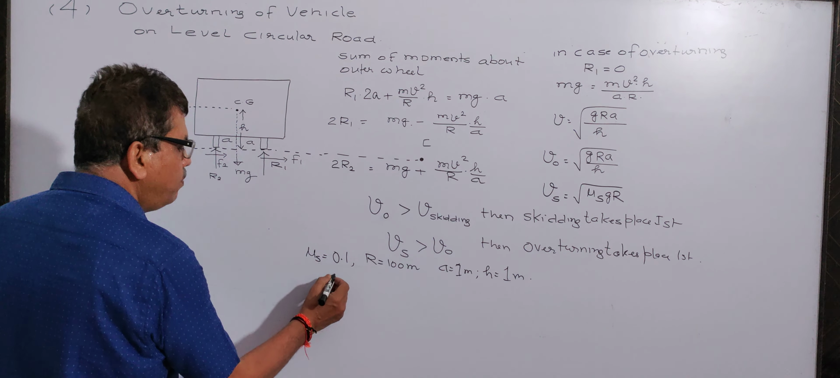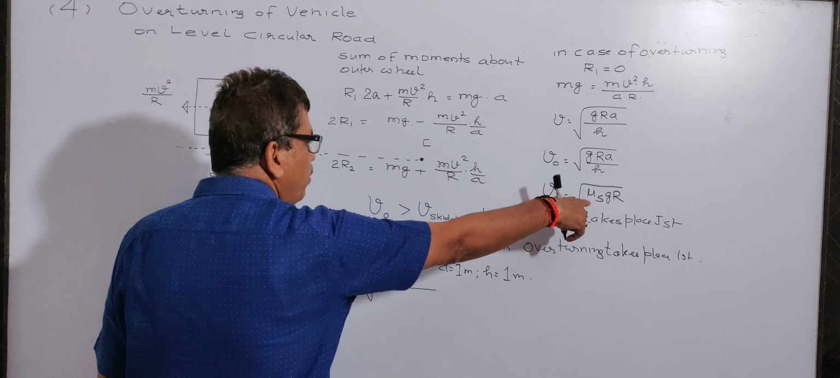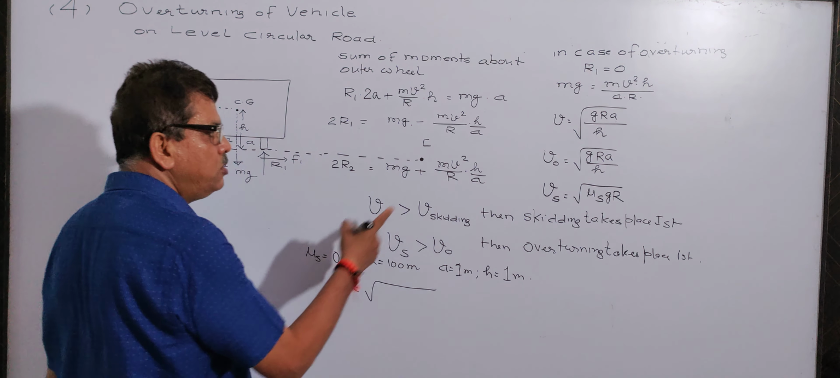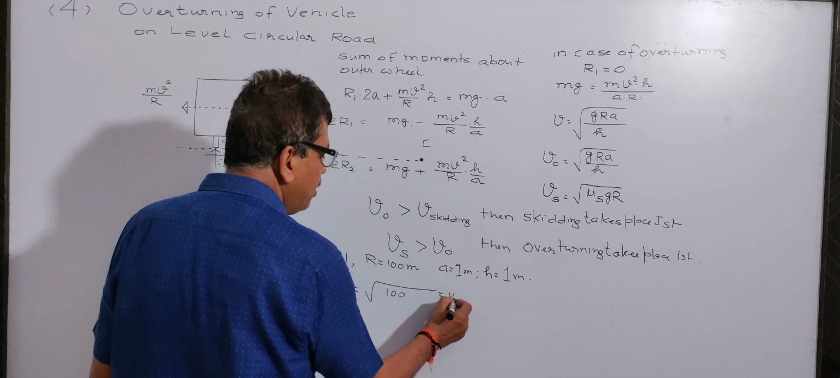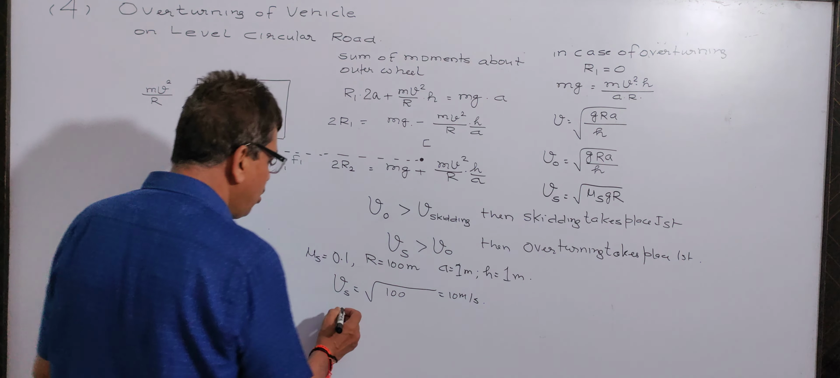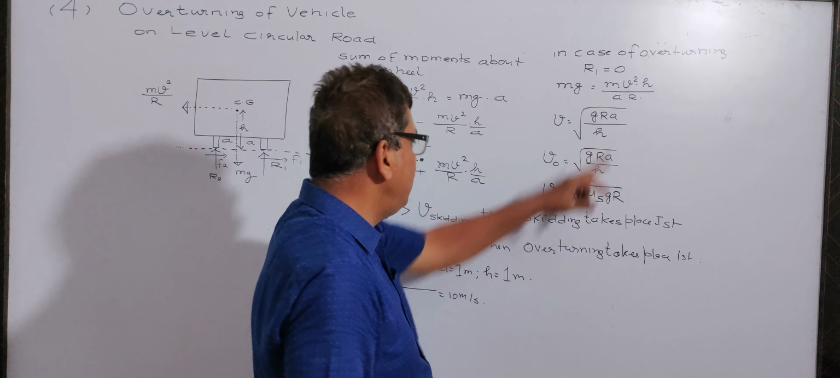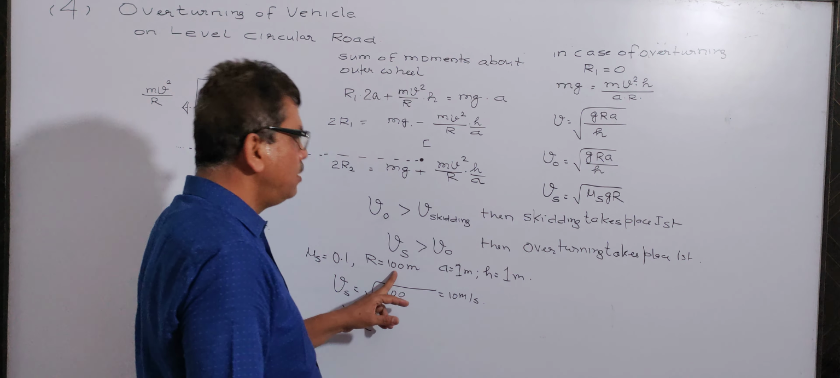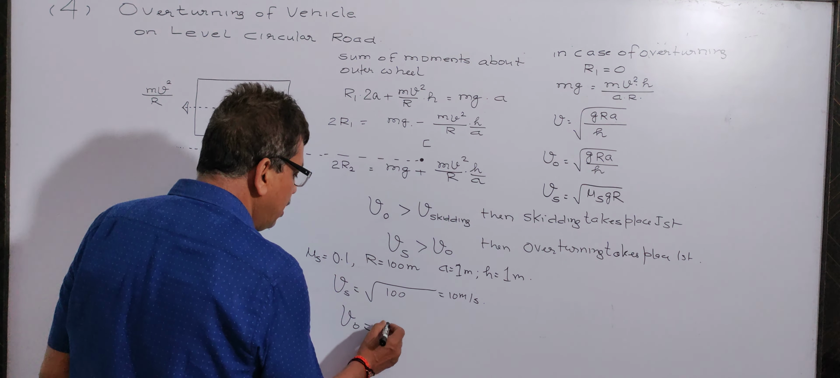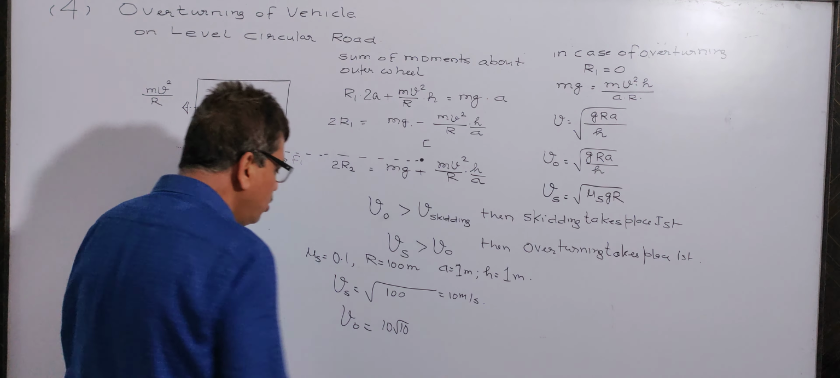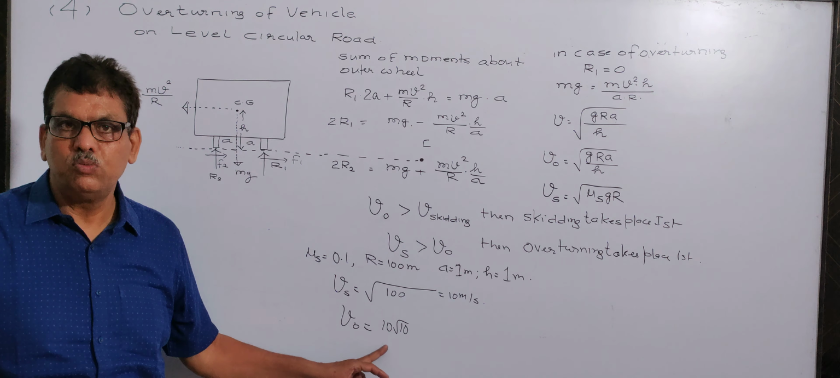Now we'll observe how much the skidding speed is. If you place the values, mu s g r, g is 10, so this will be 100. So this is 10 meter per second. And the overturning speed, if you place in the values, 10 into 100 into 1 by 1, this will be 10 root 10. Now what you observe here, the skidding speed is less and the overturning speed is more.